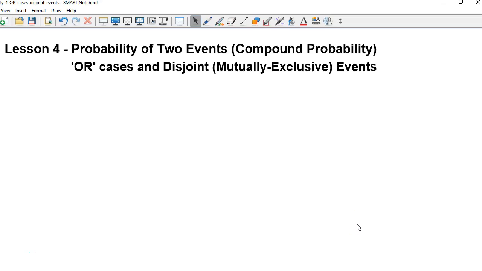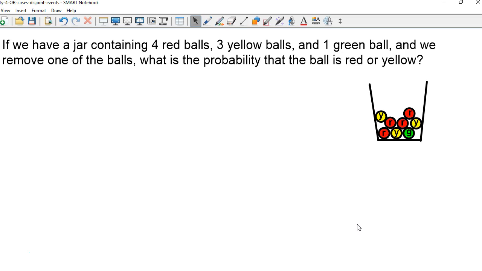Okay, here in Lesson 4, we're going to talk about the probability of two events occurring, that's called a compound probability, and we're going to specifically talk about the OR case and its special situation, which is called the disjoint or mutually exclusive events case. To consider that, it's best to look at an example like this.